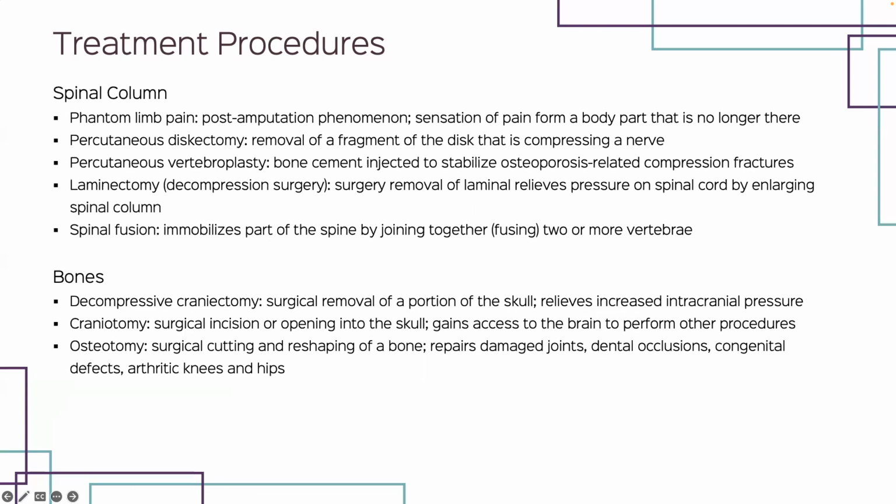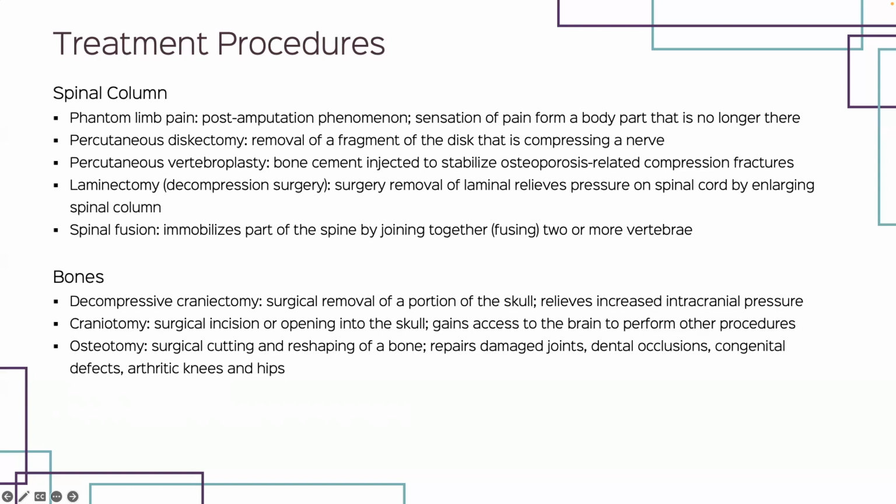Within our spinal column, if you have phantom limb pain, so basically someone that has an amputation, but yet those nerves still run from the spine, that phantom limb pain is real. It basically convinces the person that even though my leg is cut off, I still have pain and that leg is still there. So you'll see a lot of that when there's been traumatic amputations.